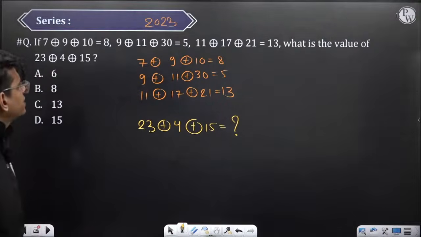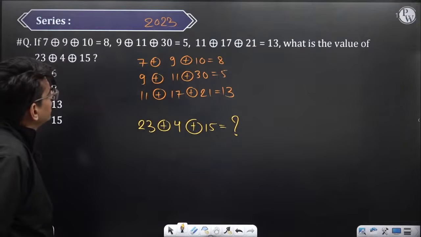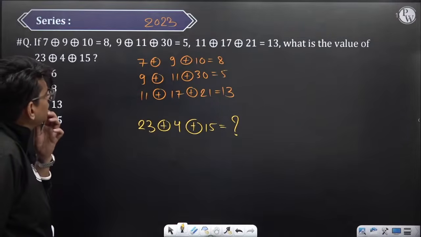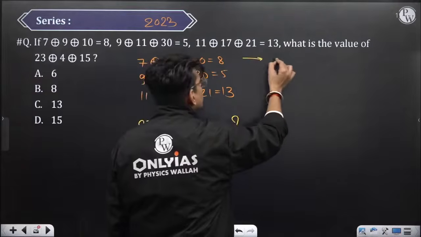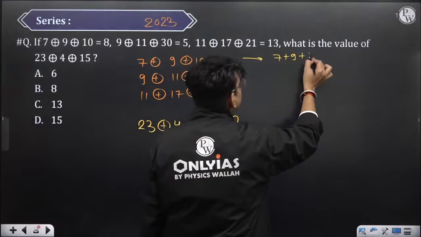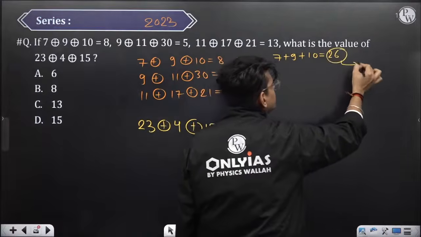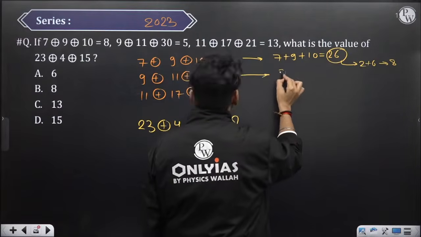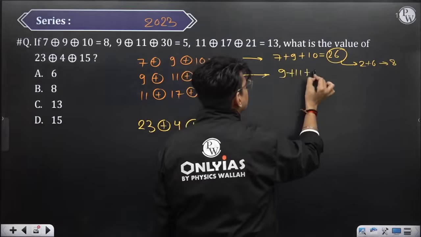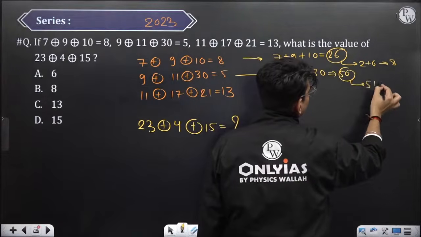7 plus 9 is 16. 16 plus 10 is 26. 2 plus 6 is 8. Again 20 plus 30, 50. So if you see 7 plus 9 plus 10 equals 26, and the sum of the digits 2 plus 6 is 8. Here 9 plus 11 plus 30 is 50. Sum of digits 5 plus 0 is 5.